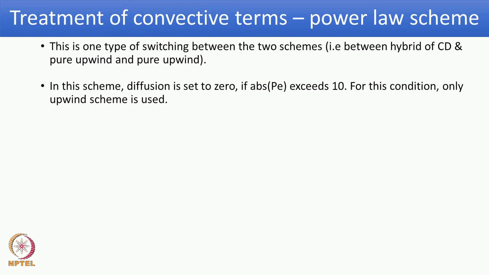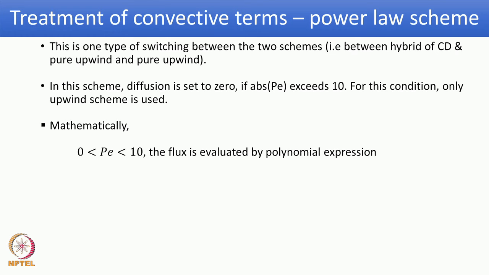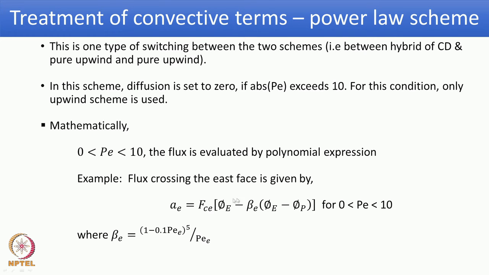In the previous slide we had put a condition that if Pe is greater than 2, then it becomes pure upwinding. Now, this condition is above that condition. So, if the absolute value of Pe, that means you take only the magnitude, exceeds 10, then it is purely a convection problem, diffusion has no role, hence the diffusion is set to 0 and we have only the pure upwinding scheme applied. So, mathematically, for Pe within the limit from 0 to 10, the flux is evaluated by a polynomial expression as given here.